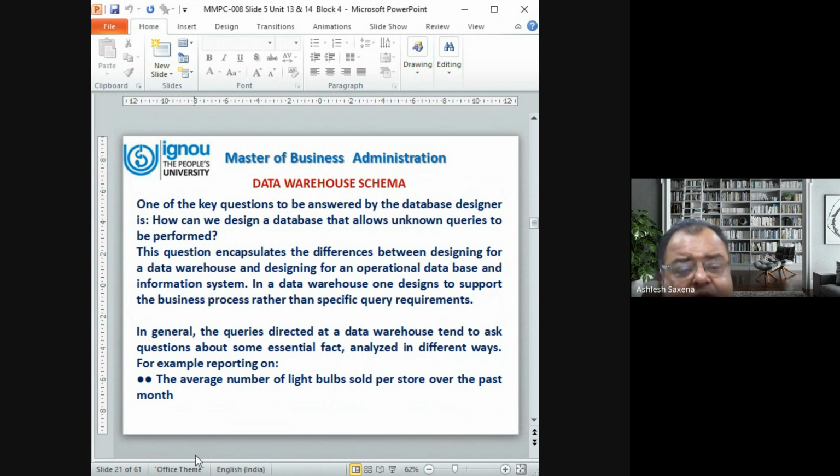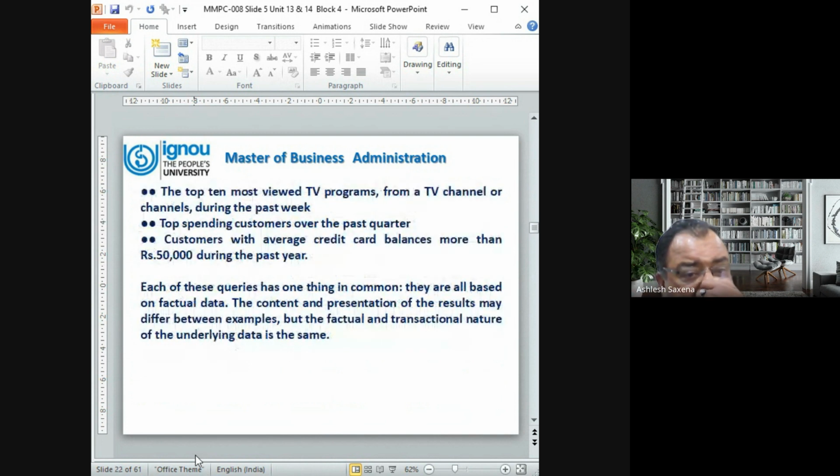In general, the queries directed at the data warehouse tend to ask questions about some essential facts analyzed in different ways. For example, reporting on the average number of light bulbs sold per store over the past month, the top 10 most viewed TV programs from a TV channel or channels during the past week, top spending customers over the past quarter, and customers with average credit card balance more than rupees 50,000 during the past year. Each of these queries has one thing in common.